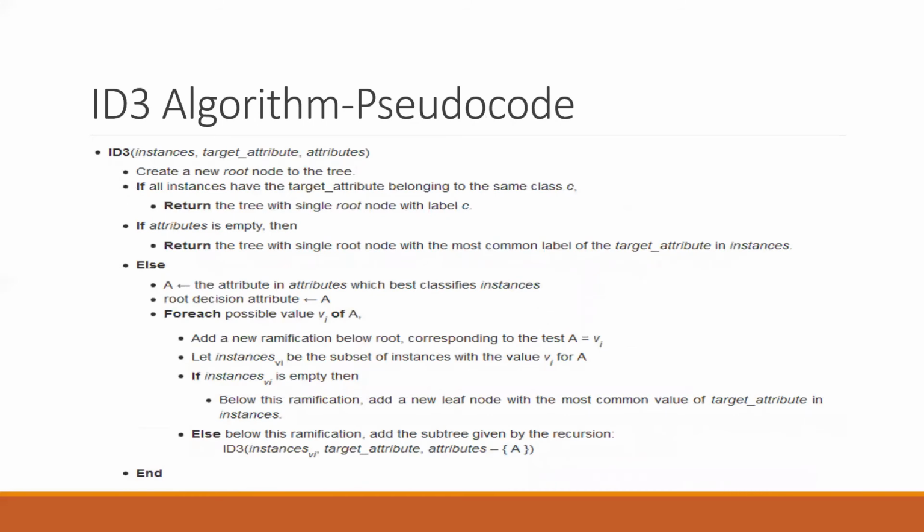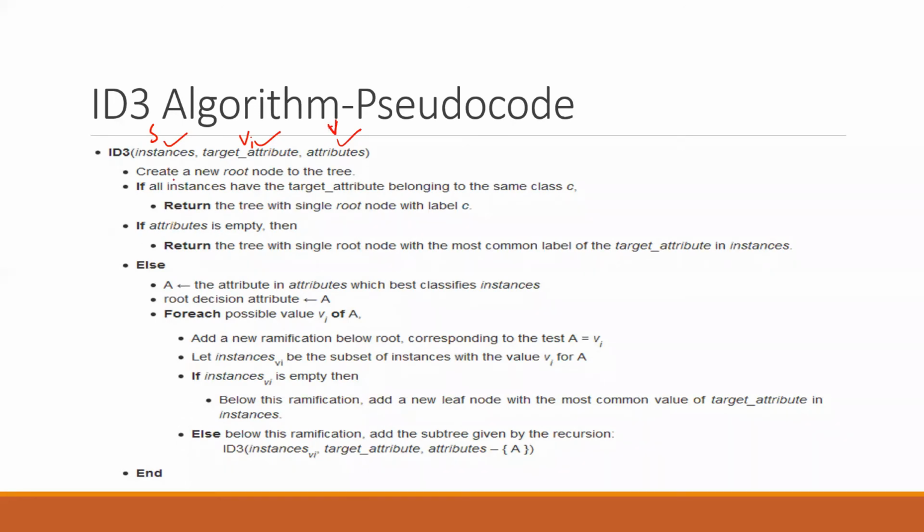Let's look at the pseudo code of the ID3 algorithm, right? So this algorithm has multiple steps you can see here. Let's discuss it one by one. There are all the instances, there is a target attribute, and there are all the attributes. Instances means S, target attribute means whichever class you want to focus on, so it will be Vi, and attributes will be all the classes, all the types of V.